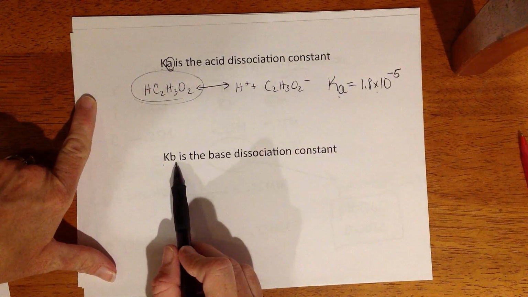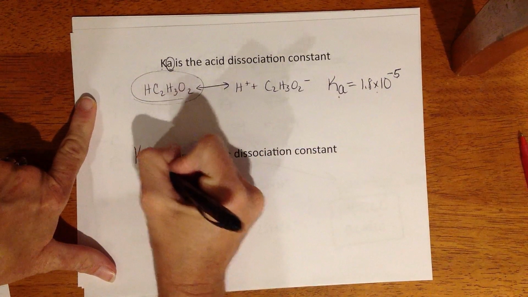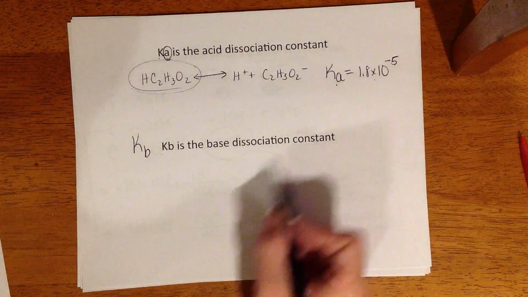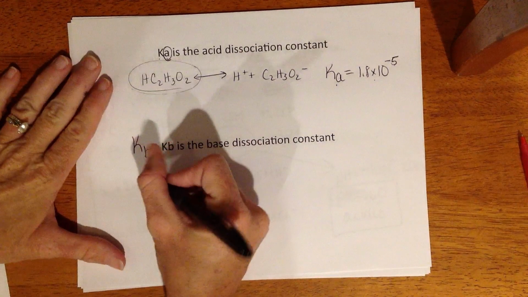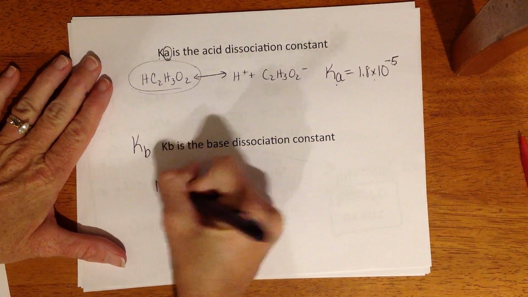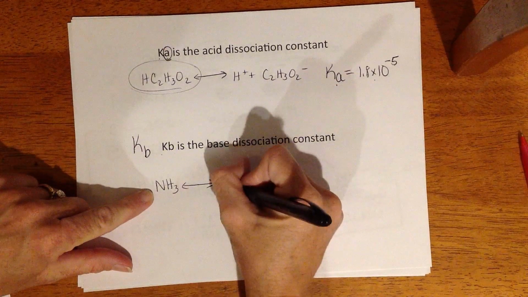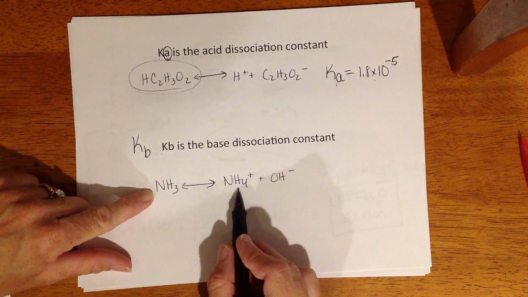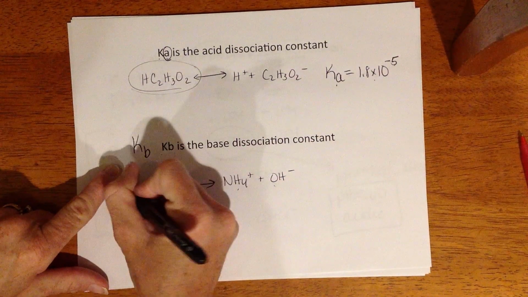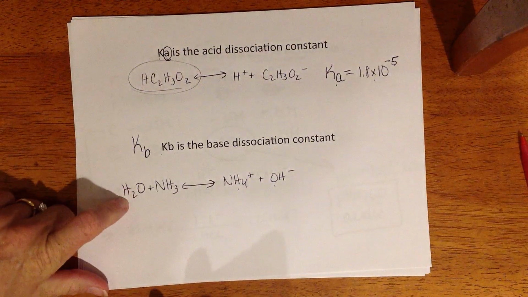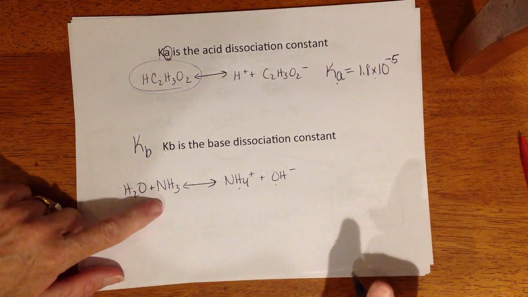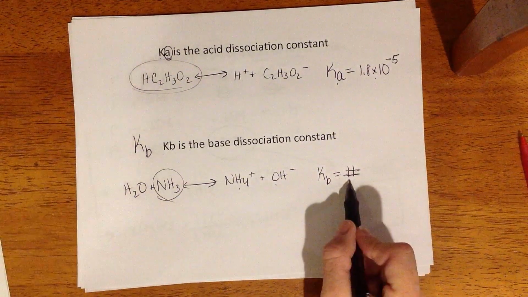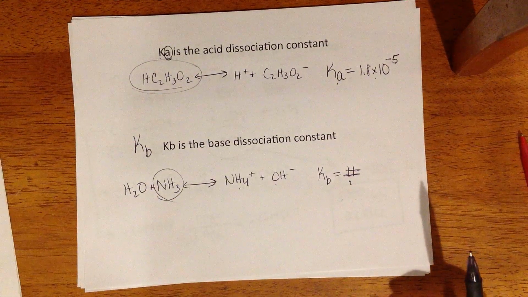K sub B is the base dissociation constant. So you would look up, I'll pick NH3, and you see what he does. And this one kind of bugs because there's an extra H and OH, so it makes me want to write water on the left. That one's a tougher one. Since he's a base, I would look up the Kb in a chart, and there'd be some sort of number, and then I could do a problem with it.